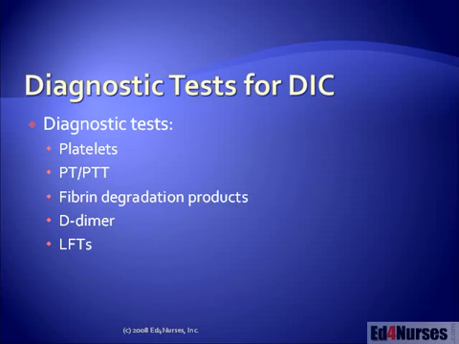D-dimer is one of the first things that gets elevated or released during the fibrinolytic pathway. Fibrinolysis is breaking down clots. We have the clots forming because of inflammation, and then the body's breaking them down. So D-dimer and fibrin degradation products, also called fibrin split products, are signs that the body is breaking down the clots that are being formed by this DIC process. In addition, liver function tests can be elevated because all this junk is going back down to the liver and having to try to be filtered out.